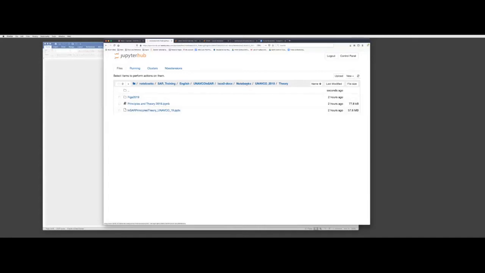This year, I made the effort, so now we're in UNAVCO 2020, that's this year, going into theory. You'll see that there are now 3 subfolders. The SAR subfolder has a SAR notebook, which is very much the same as last year's. In fact, I don't think I've changed it at all. I didn't have enough time to recast this one.